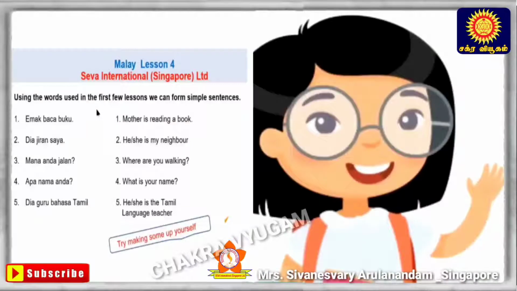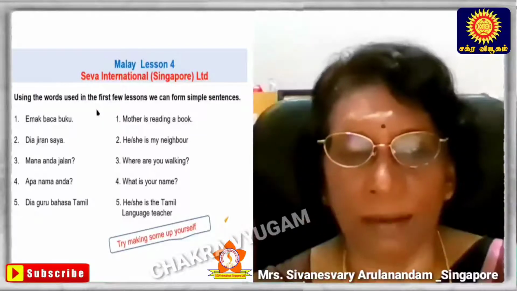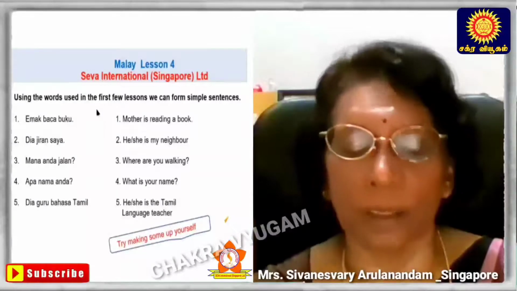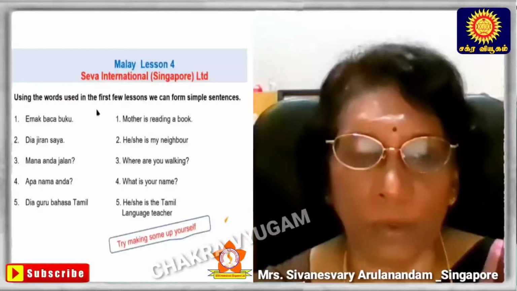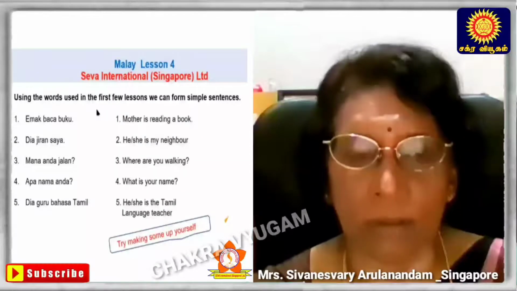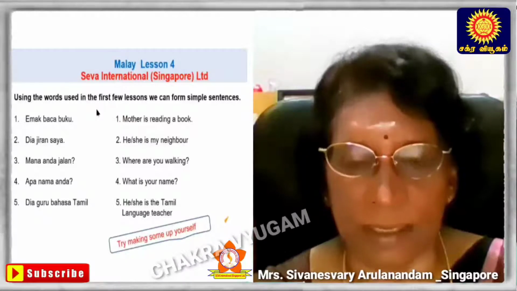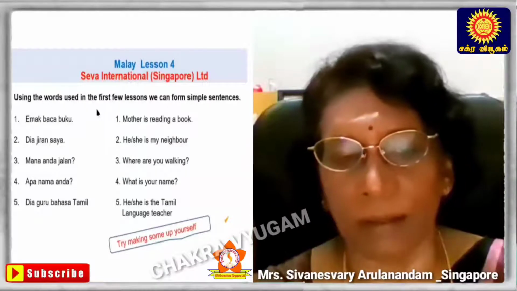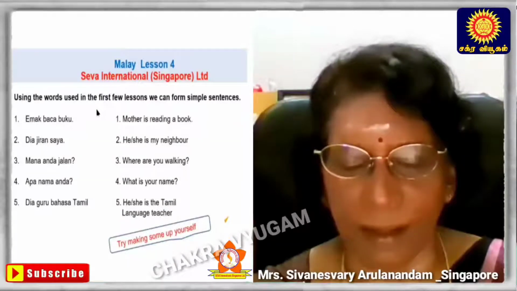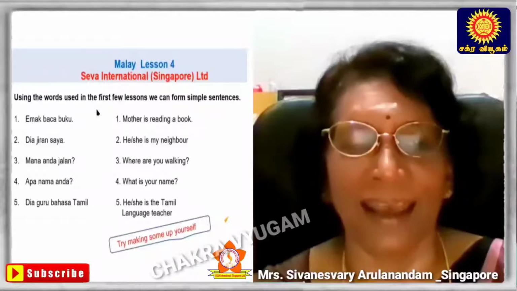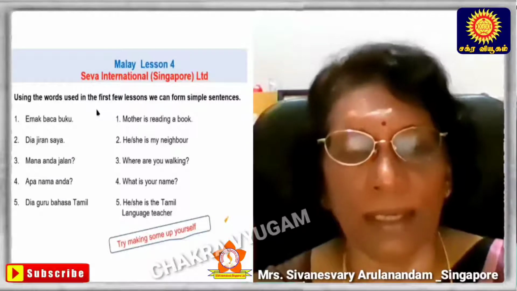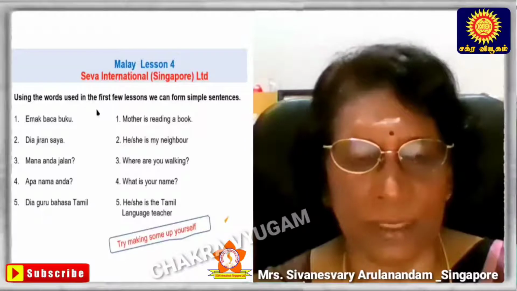Next. Mana anda jalan? Now, mana was where, anda is you. You can use awak or engkau because that also means you in a more colloquial speaking way. Where are you walking? Again, jalan is walk, walking. So the sentence can be, where are you walking, in the sense of continuous tense. In English, I suppose that's the only way to say it, because the context is that you are asking a question as the person is walking. So, mana anda jalan?